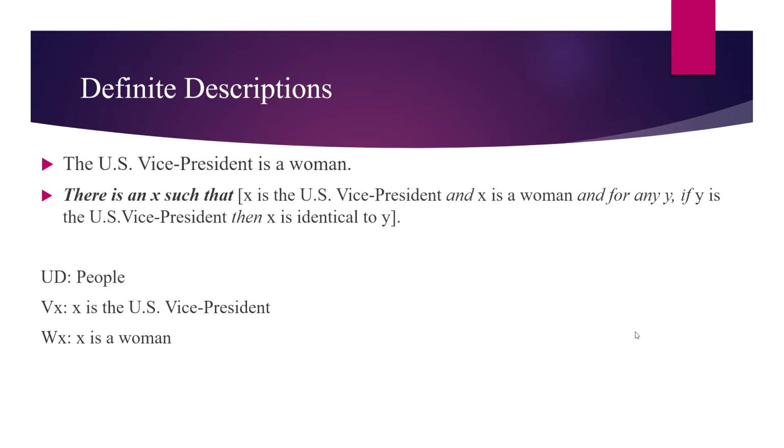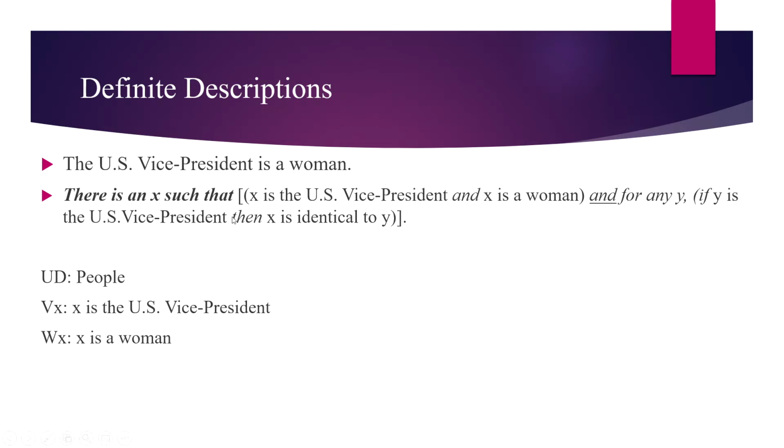So now let's start adding our brackets and parentheses. We have there is an X such that X is the US Vice President and a woman, and we need to make sure that every occurrence of X is in the scope of this existential quantifier, right? We have an X here, here, and at the end of this consequent. So the whole thing needs to be in the scope of that existential quantifier.